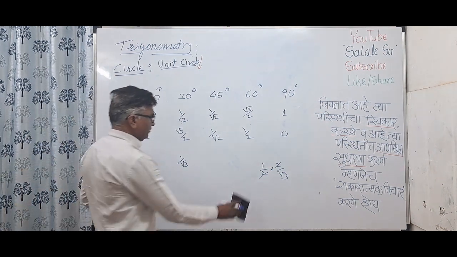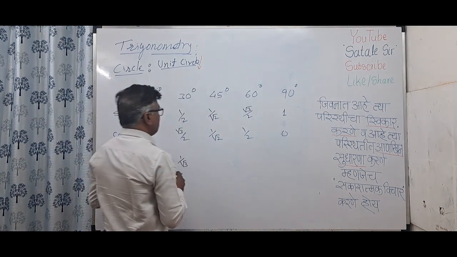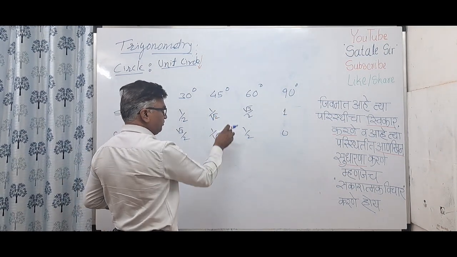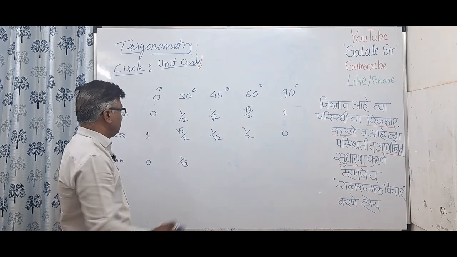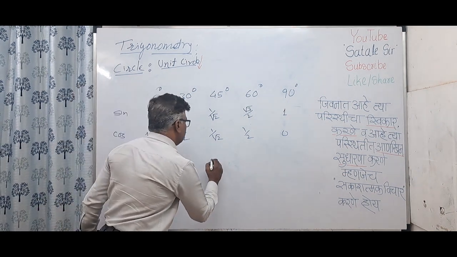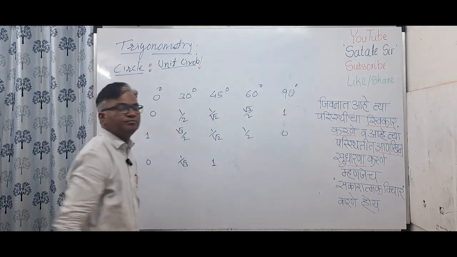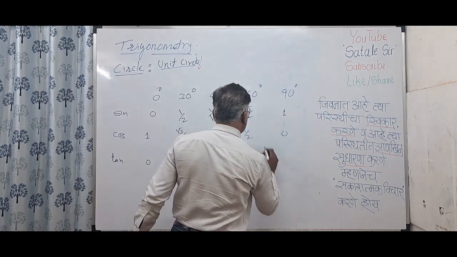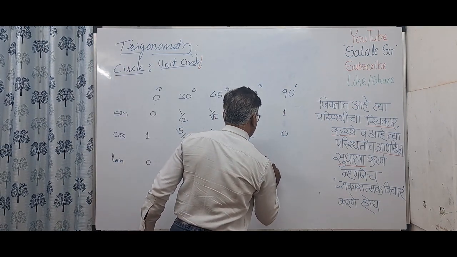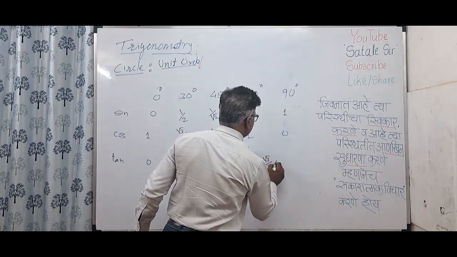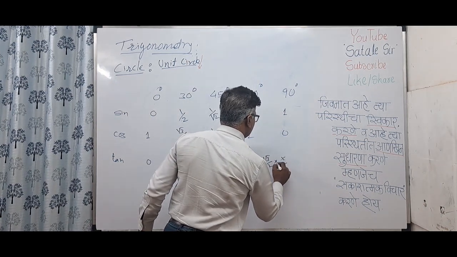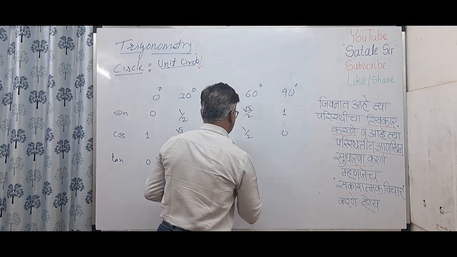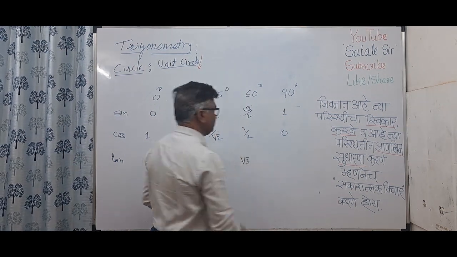Now similarly here, tan of 45 is sin 45 divided by cos 45. Sin 45 and cos 45 are the same. Therefore, the ratio of sin and cos will be equal to 1. Okay. Now, for 60 degrees, sin 60 is root 3 by 2 divided by 1 by 2. That means multiply by 2 by 1. 2 gets cancelled. So you will get root 3. So it is root 3 here.